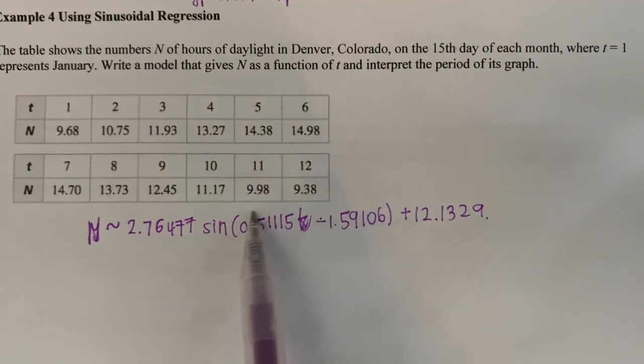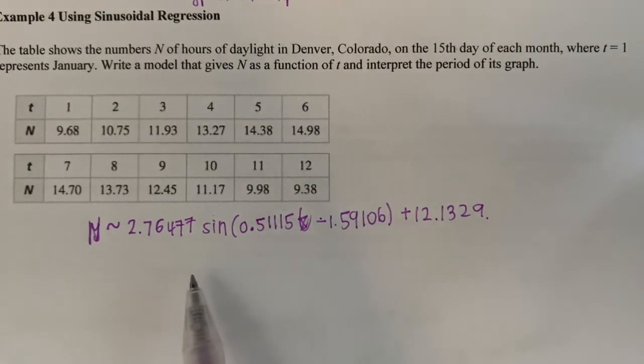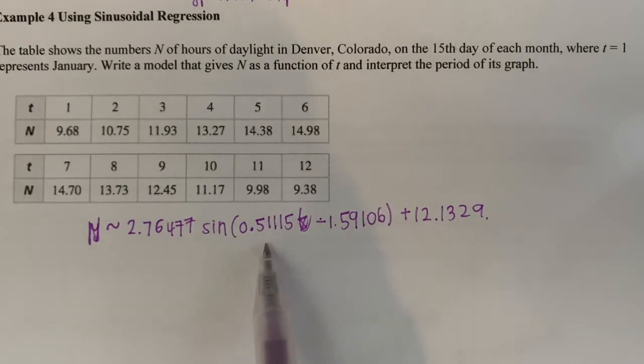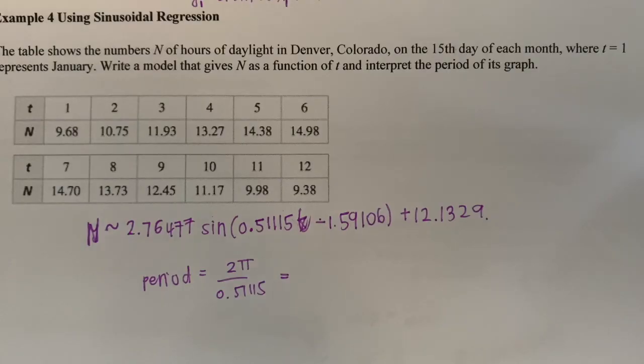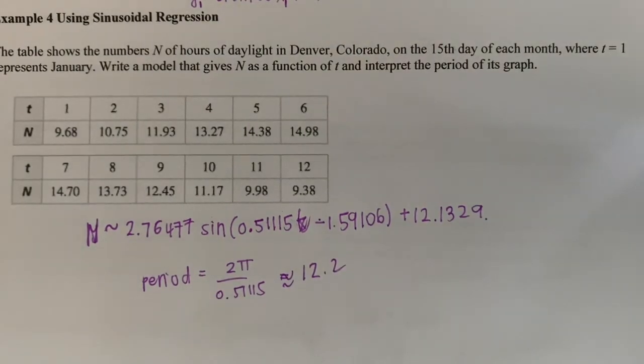In order to do that, we're going to take our b value and divide 2 pi by that b value. And I get around 12.2. This makes sense in terms of this function. We saw that it took about those 12 months for it to complete a whole cycle, and it makes sense because the cycle should be 12 months of a year.